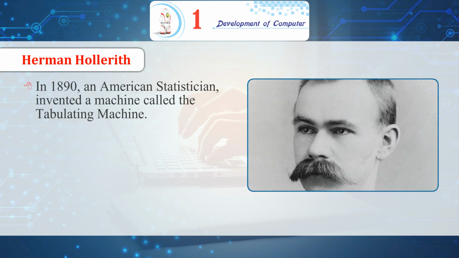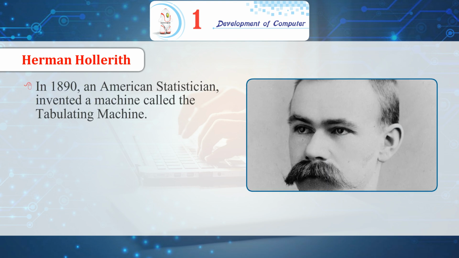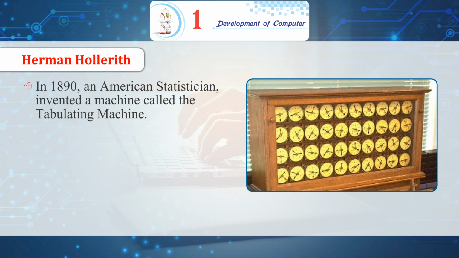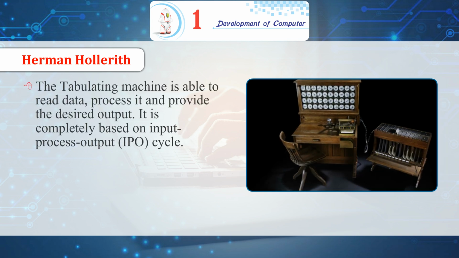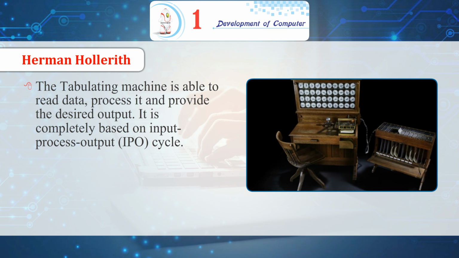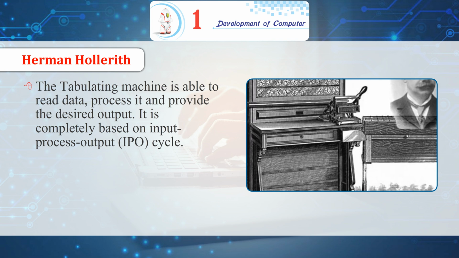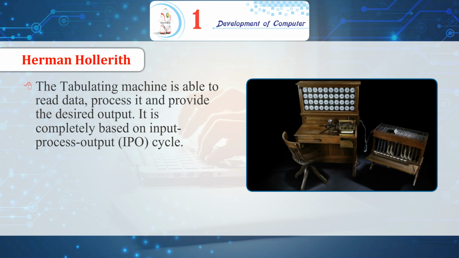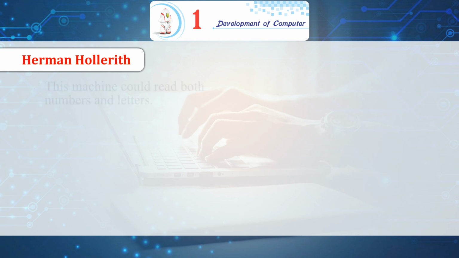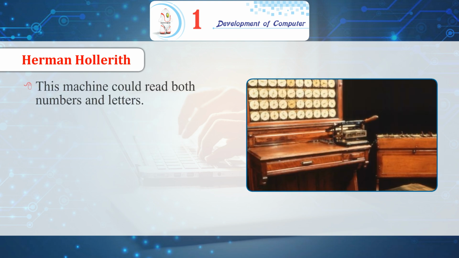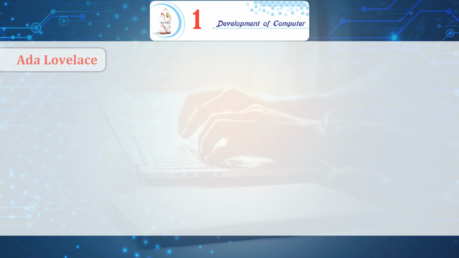Herman Hollerith. In 1890, an American statistician invented a machine called the tabulating machine. The tabulating machine is able to read data, process it, and provide the desired output. It is completely based on the input, process, output, IPO cycle. This machine could read both numbers and letters.